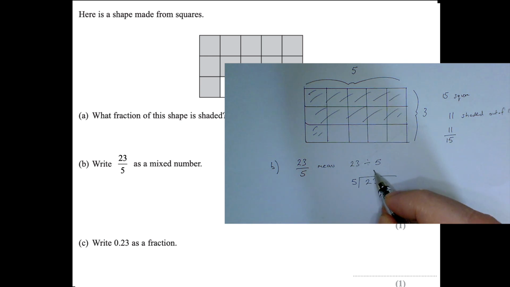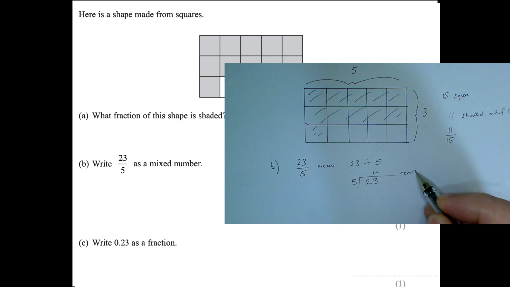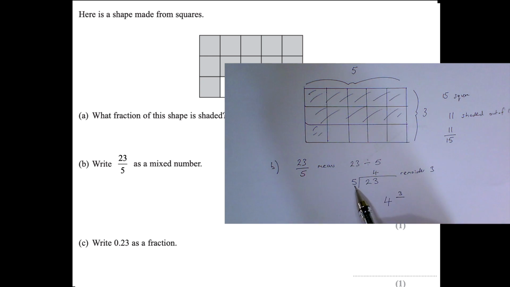How many 5s go into 23? Well, 4 5s are 20, and I've got a remainder though, haven't I? A remainder 3. So I'll just write that over the side, remainder 3. But what am I dividing by? I'm dividing by 5. So my answer is 4 and remainder 3 divided by 5. Okay, so that's 23 over 5 is the same thing as 4 and 3/5.